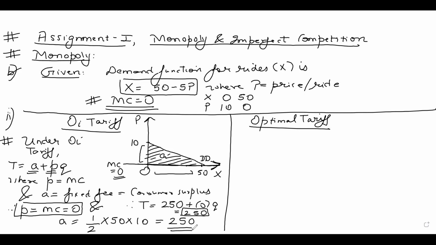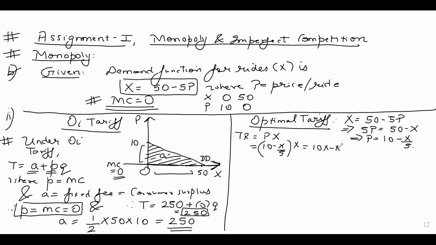Okay. Now let's see what happens under optimal tariff. If you all can recall, we had calculated the expression for marginal revenue. First of all, what was my demand function? X is equal to 50 minus 5P, which implies 5P is equal to 50 minus X, which implies P is equal to 10 minus X by 5. This was my demand function, price as a function of quantity. My total revenue was P into X, which was equal to 10 minus X by 5 into X, which was equal to 10X minus X square by 5. And what was my marginal revenue? If I differentiate total revenue, I get 10 minus 2X by 5. This was my marginal revenue.